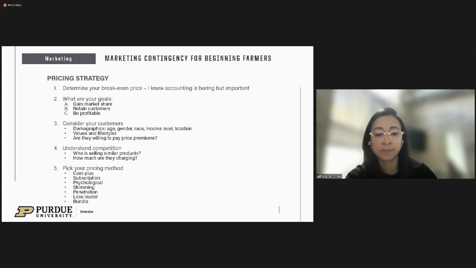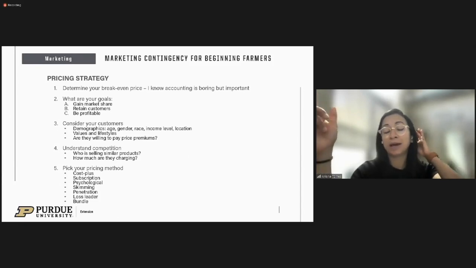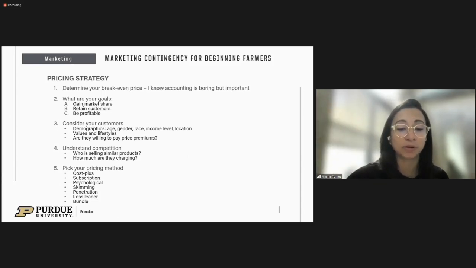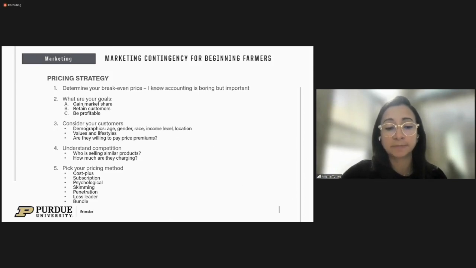That's the plus portion. Then you have a subscription, like a CSA, where you have a charge that is going to happen periodically. And for example, that's very convenient. I've seen cut flower subscriptions or CSAs that are very successful. The psychological price is basically charging something and then adding the 0.99, because in the minds of a consumer, $4.99 is cheaper than $5. And maybe those 9 cents are going to make a big deal for your business.